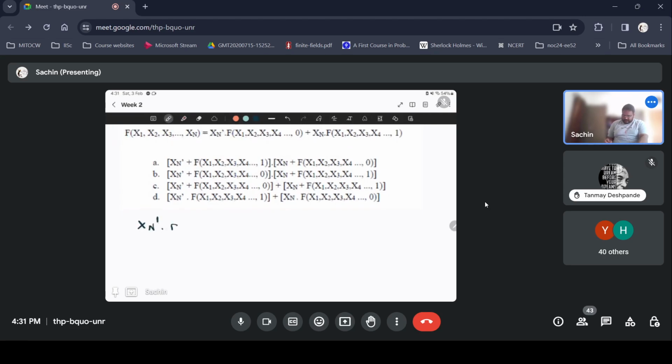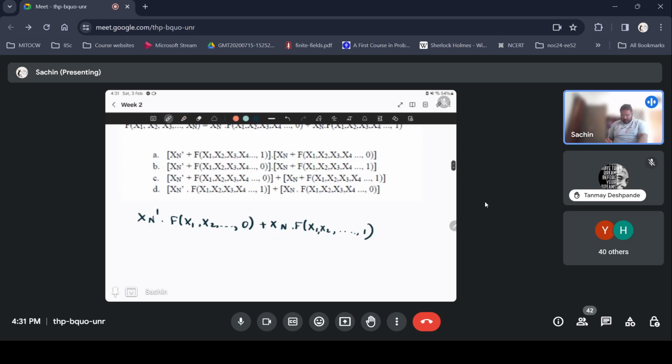So to take the dual of this expression, we have this to 0. So to take the dual, you have to replace AND operation with OR operation. So xn complement or f of x1 x2 etc., and you have to replace zeros with ones. So this 0 will become 1.